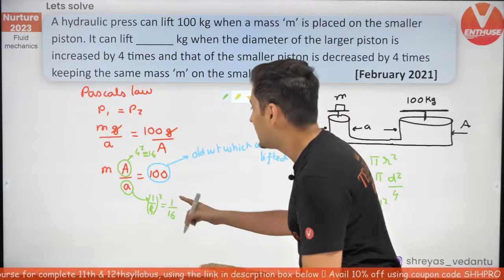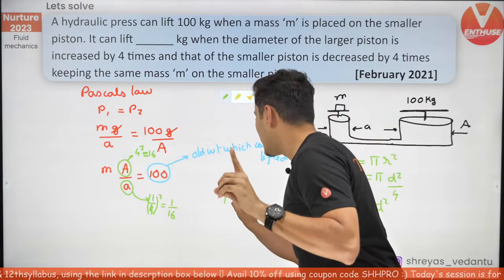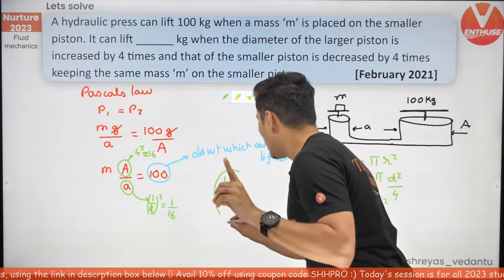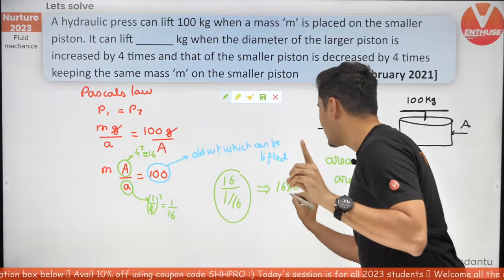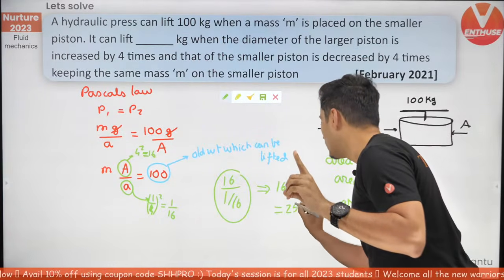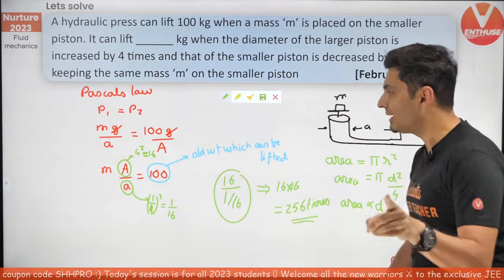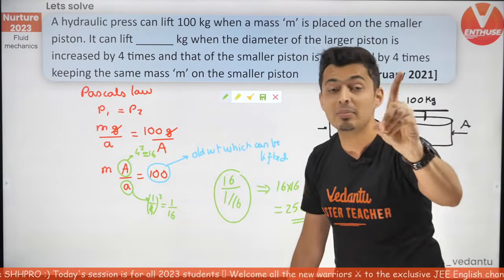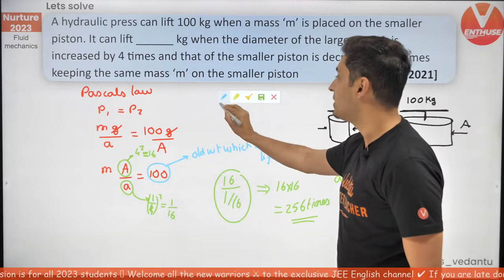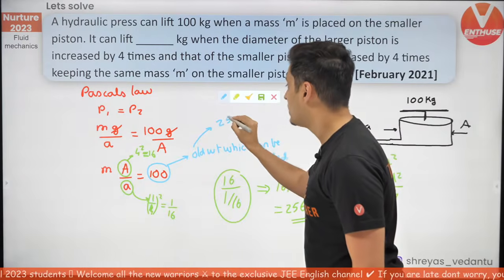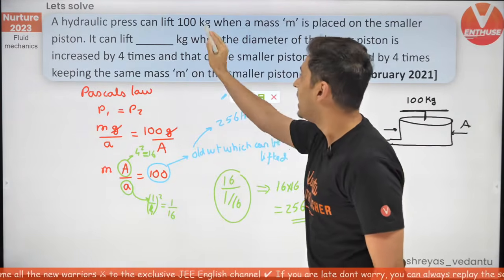Hence, think about it. Numerator has become 16 times. Denominator has become 1 by 16 times. So totally as a ratio, how many times has it become? 16 into 16. How much is 16 into 16? 256 times. Everybody agrees? So LHS became 256 times. So RHS should also become 256 times. So what is 256 into 100?